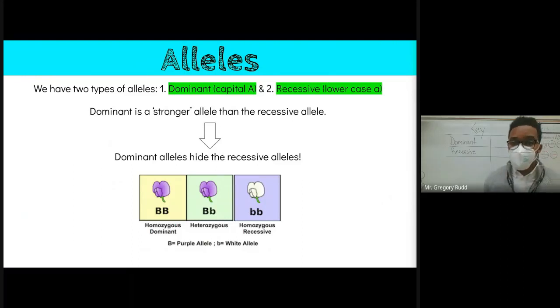Okay, so again, the dominant traits are represented by capital letters. In this case, we see we've got the example at the bottom of the letter B. So dominant will be capital B.